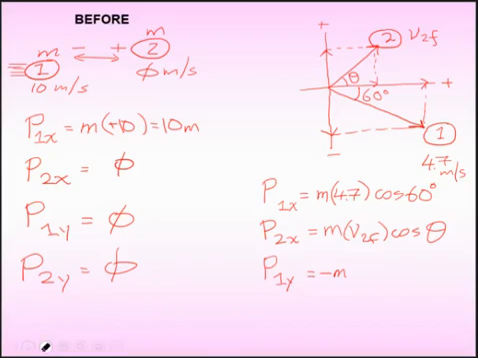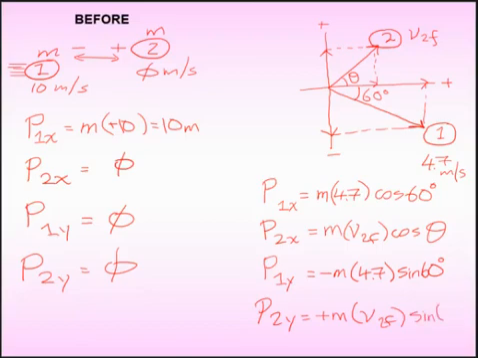So negative M times 4.7 sine of 60, and then P2Y is equal to what? Positive, if you want, mass V2F sine of theta. It's basically this guy, just sine.